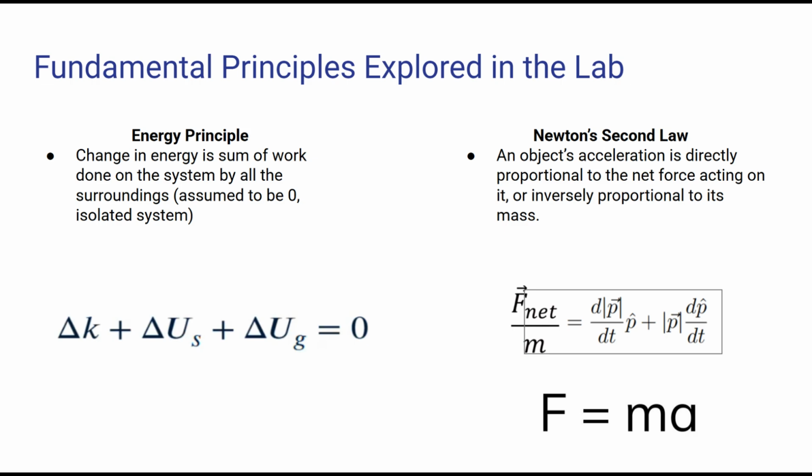The energy principle is actually one of the fundamental physics principles explored in the lab. It states that the change in energy is the sum of work done in the system by all the surroundings, which in this case is assumed to be zero, as it's an isolated system. You can see the equation there: the delta K and the changes in both potential energies, from the spring and gravity, all add up to be zero. And then another fundamental principle is Newton's second law, which states that the system's change in momentum is proportional to the net force applied. In this case, it would just be the force of gravity and the spring force acting on the object.